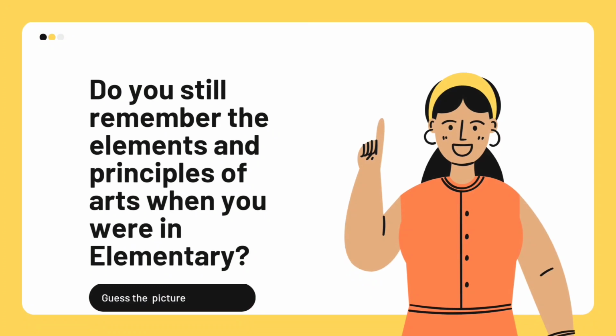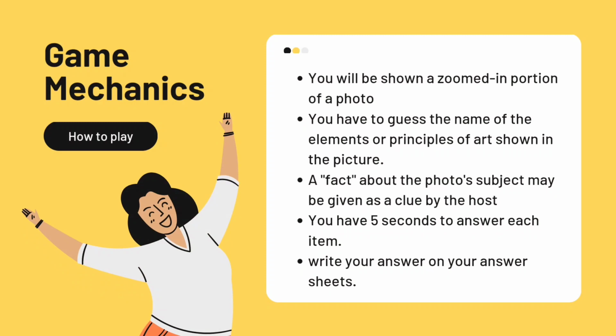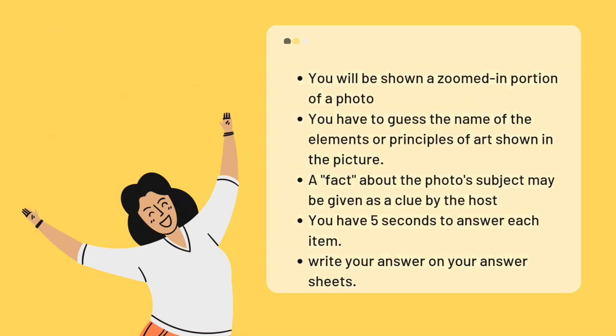Do you still remember the elements and principles of arts when you were in elementary? Let's have a guess picture game. What you need to do is, number 1, you will be shown a zoom-in portion of a photo. You have to guess the name of the elements and principles of art shown in the picture. A fact about the photo subject may be given as a clue by the host. You have 5 seconds to answer each item. Write your answer on your answer sheets. So, class, are you ready?